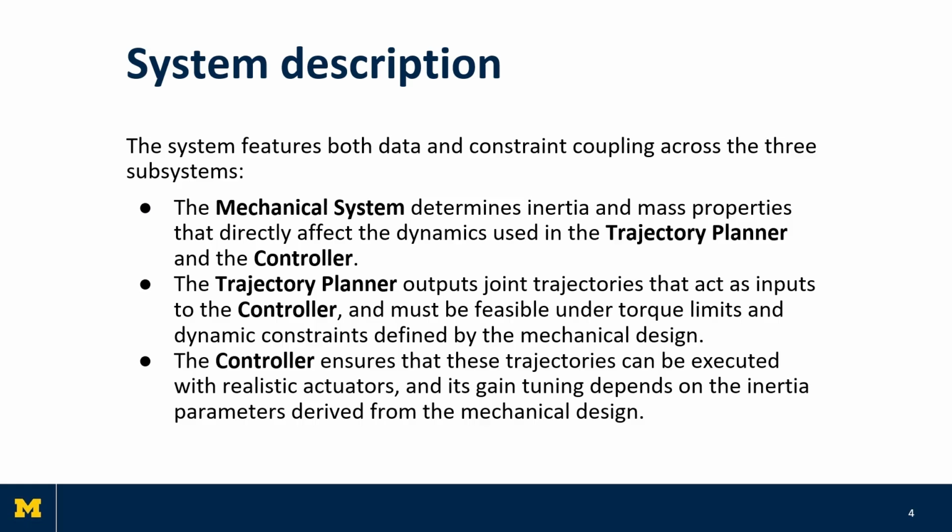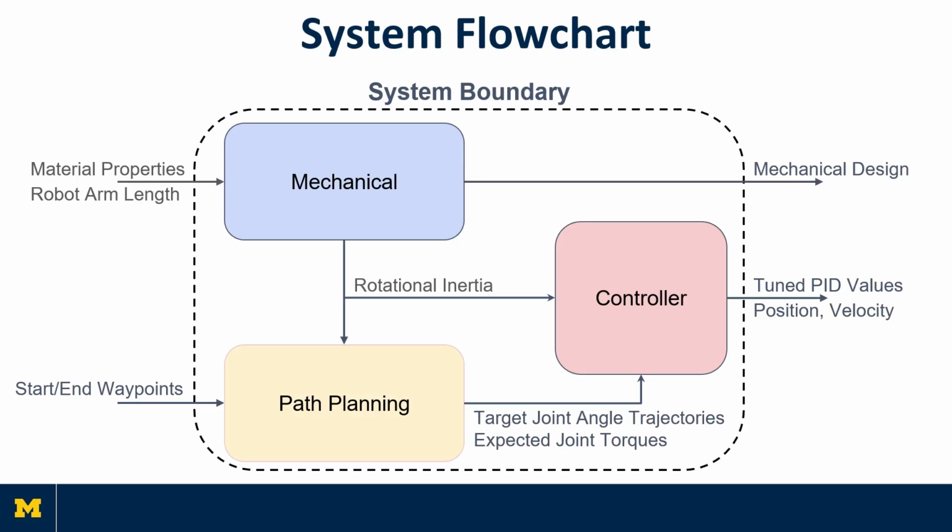These subsystems are tightly coupled, both in data and constraints. For example, the mechanical subsystem outputs link inertia and mass, which affect the dynamics in both the planner and the controller. The planner outputs desired joint trajectories, which are used as input for the controller. This is the flowchart summarizing the data flow between subsystems.